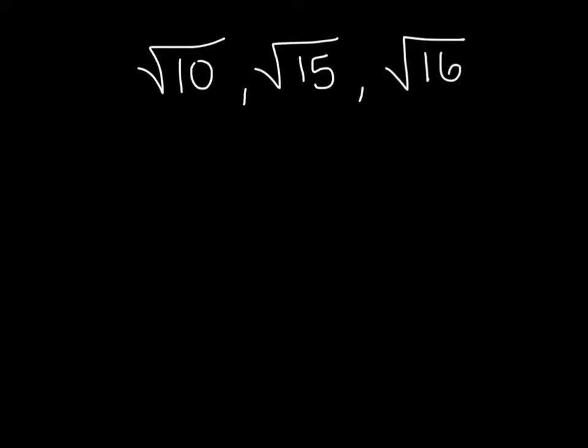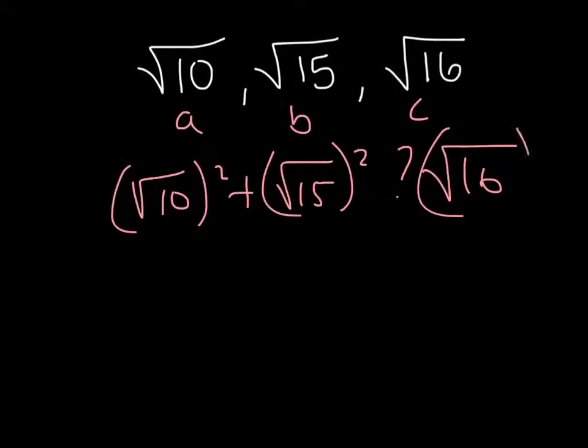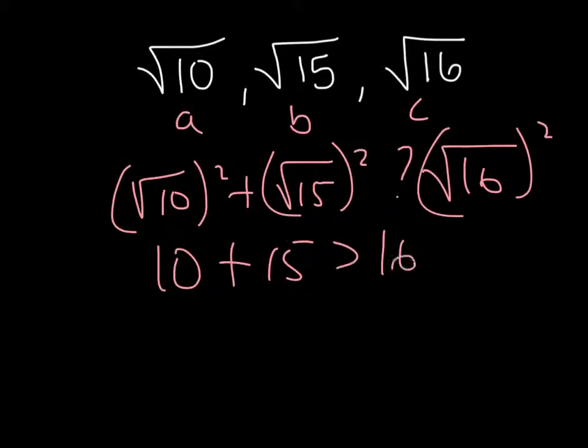So what if we're given these three sides, the square root of 10, 15, and 16? Well, I listed them in order. We don't have to worry about approximating anything. I know this could be A, this could be B, and this is C because it's the longest. But when we square these, they just become themselves. So it's actually going to be a pretty easy one. So the square root of 10 squared plus the square root of 15 squared, how does that relate to the square root of 16 squared would be the question. And so 10 plus 15 is greater than 16. So that's 25 is greater than 16.